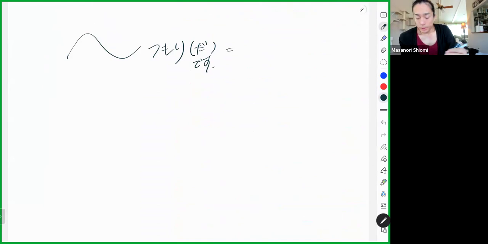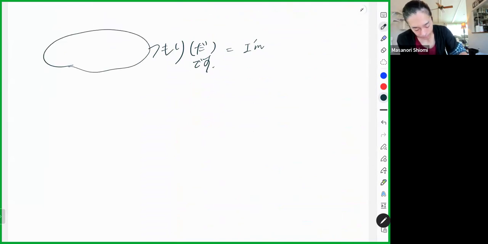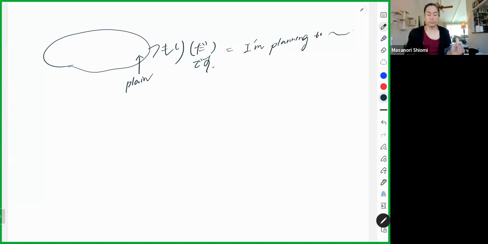I'm going to start with the conclusion. Whatever you want to say, just make the ending plain. Then add つもりです, and this would mean I'm planning to. Planning to do something.